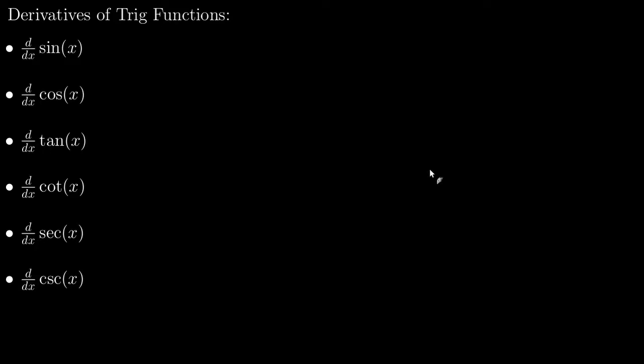So first, let's list off the derivatives of the trig functions. The derivative of sine will equal cosine. The derivative of cosine will equal negative sine. And this is one of the patterns. So we have these sort of pairs of functions, and they sort of alternate, changing signs and switching the function.